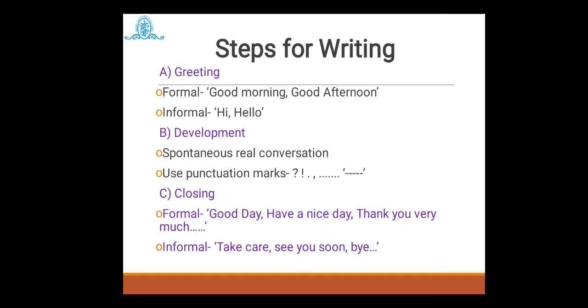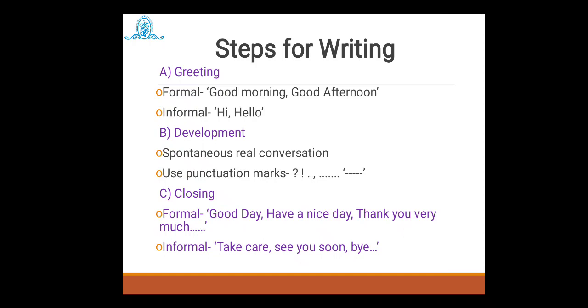This should not happen, that artificially you are drafting dialogues, you are writing the dialogues, so avoid that kind of artificiality. And use as many punctuation marks as I already told in the tips, so that your real intention or emotions are easily displayed.